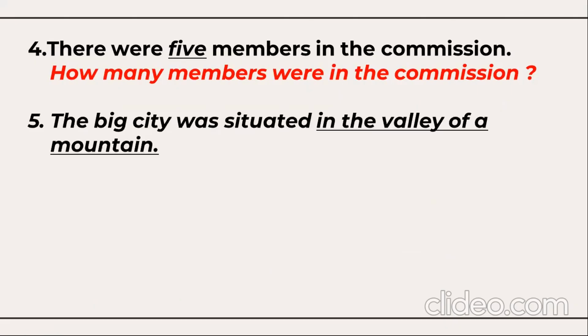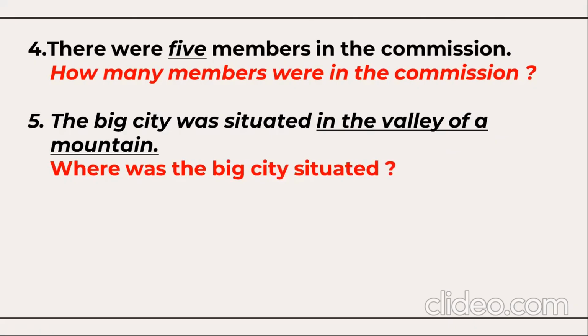The big city was situated in the valley of a mountain. So what is the valley of the mountain? It's a place. Generally, when you talk about a place, we always have a WH word called where. So we'll say, where was the big city situated? The big city was situated in the valley of a mountain.